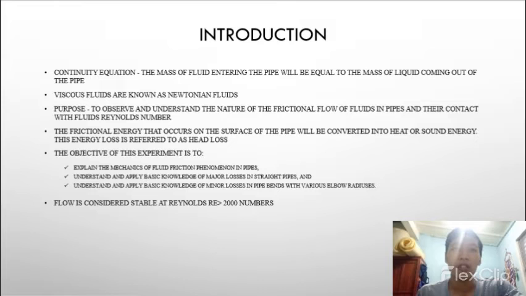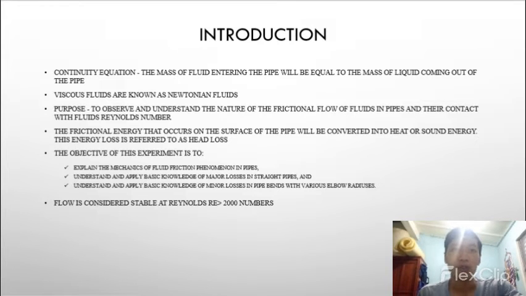The purpose of the experiment is to observe and understand the nature of the frictional flow of fluids in pipes and its relation to the fluid's Reynolds number. This experiment is carried out to show fluid friction, determine components of major losses in a pipe system, and to investigate minor losses influenced by special pipe components and fittings.